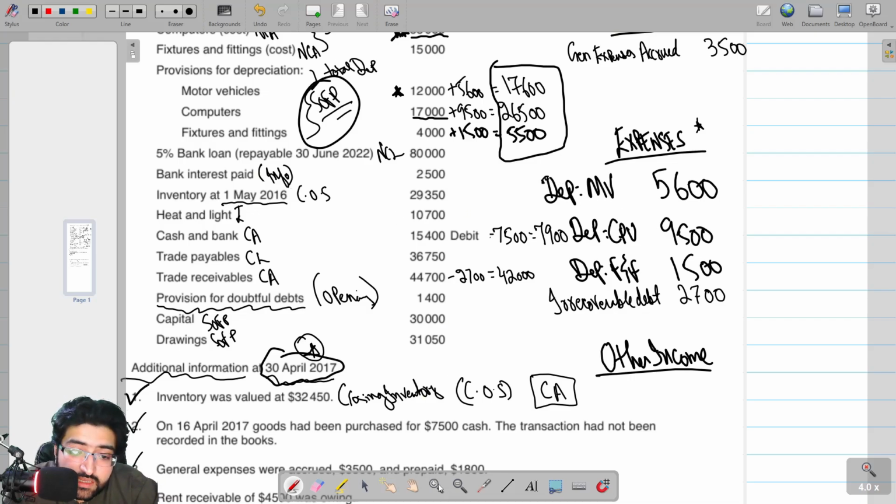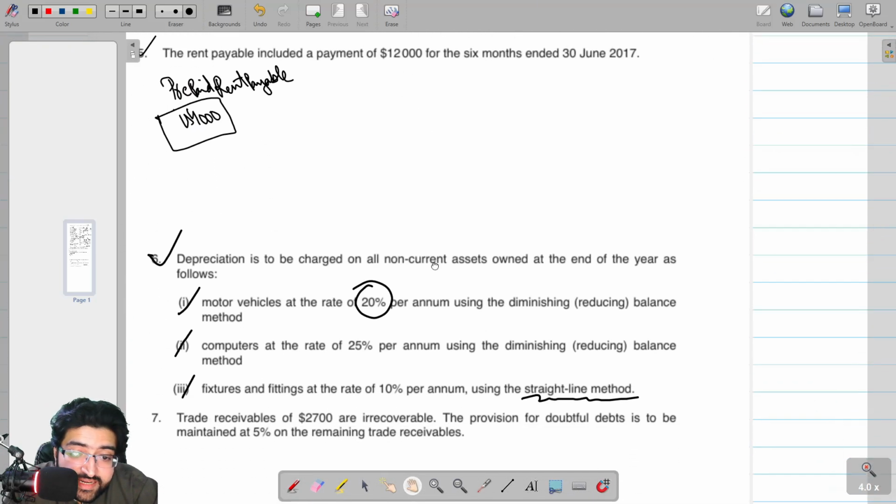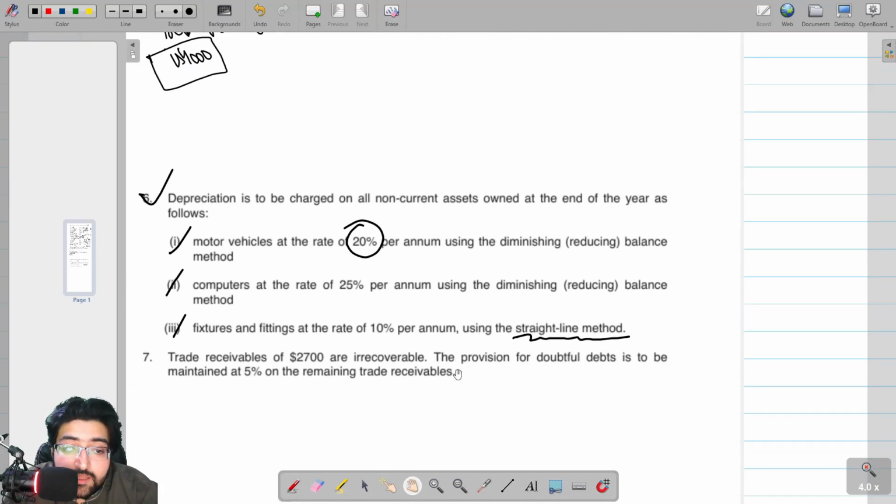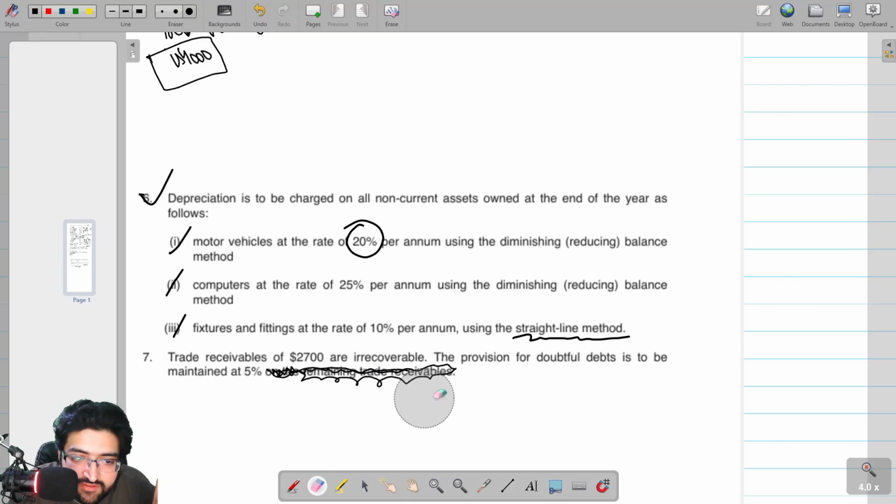Okay, let's read the next part of the adjustment now. The provision for doubtful debts is to be maintained at 5% on the remaining trade receivables. In some questions, they don't give you this. They only give you the information till here. The provision for doubtful debts is to be maintained at 5%. That's it. But you should know that it is maintained on the new value of trade receivables, even if they have not given you this. In this question, they have given us this, so it's fine.